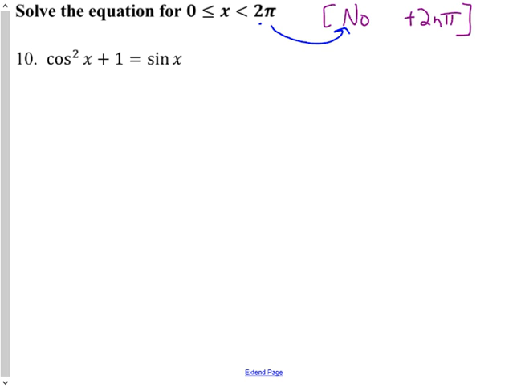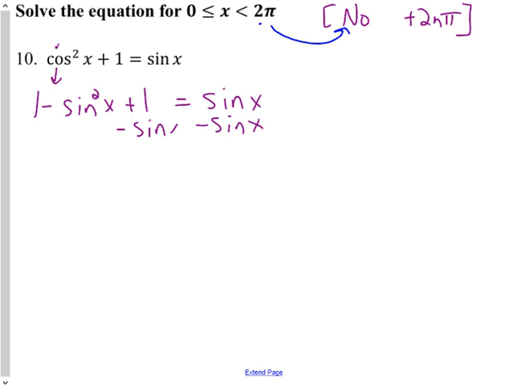Again, we've got cosine squared and sine. Okay, so generally speaking, we can change the cosine squared, right? So this one's going to become 1 minus sine squared x, plus 1 equals sine of x. And again, it doesn't help us to equal a value, so we're going to subtract the sine of x from both sides. And then we're going to simplify. I've got minus sine squared x. We'll do the squareds first. Minus sine of x next. And then we've got 1 plus 1. Well, that's plus 2.